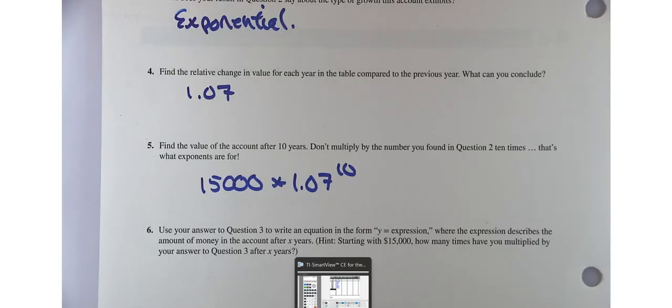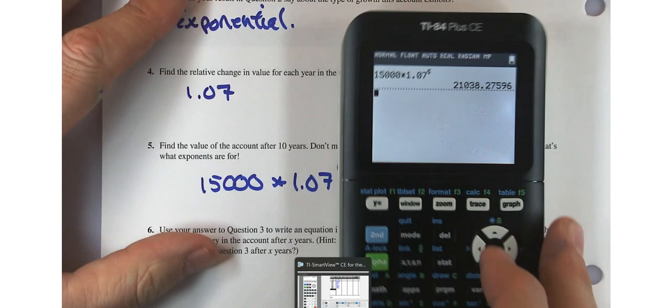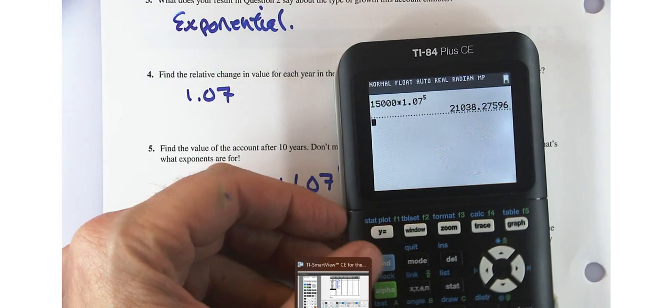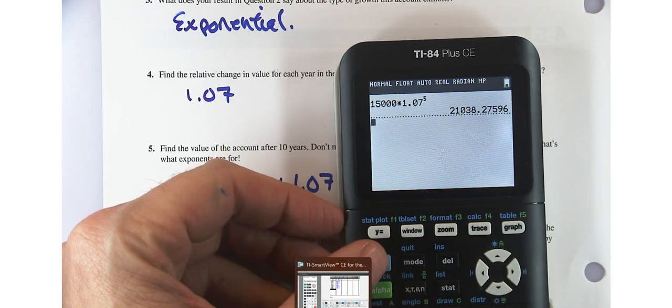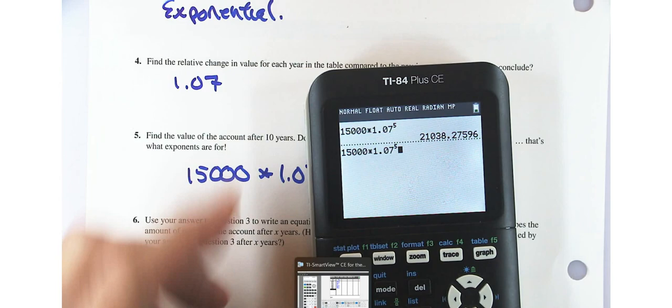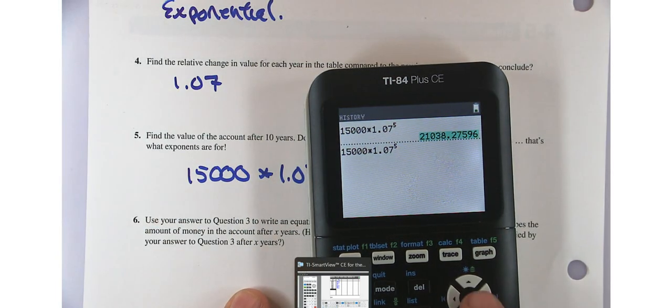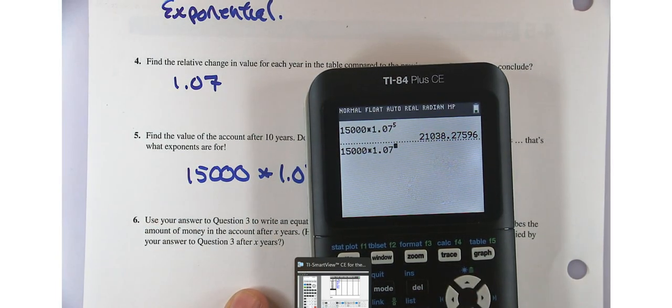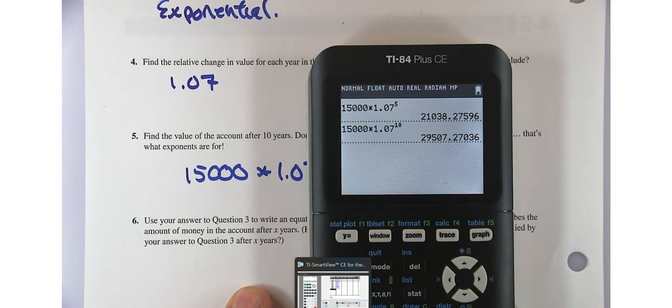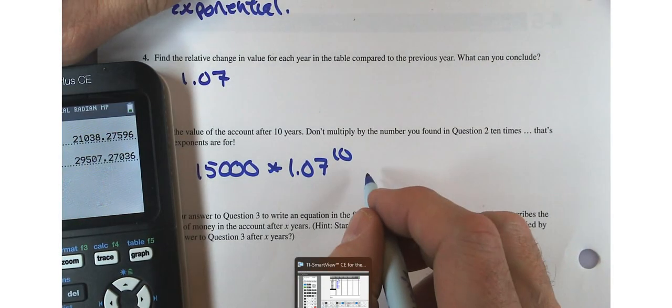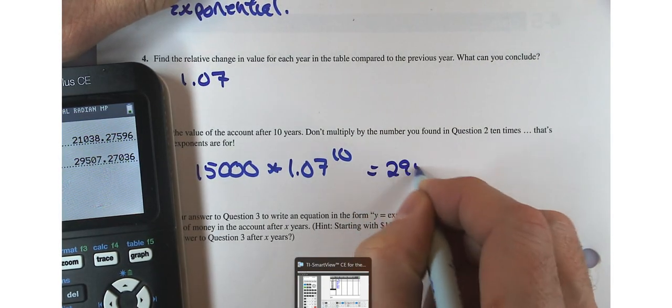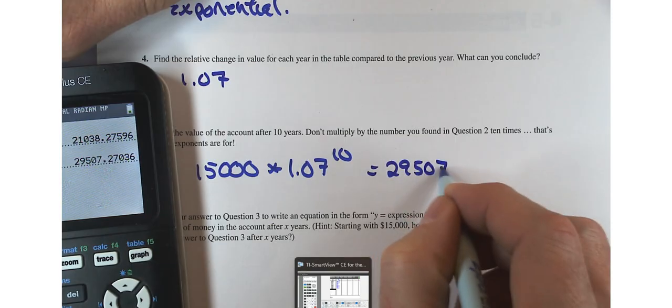So let's do that here. Now I'm going to cheat a little bit. If you hit the second key, then the enter key, it'll bring back your previous calculation. I'm just going to go up to the exponent and make that a 10. There you go. Now you've got $29,507.27. So nice.